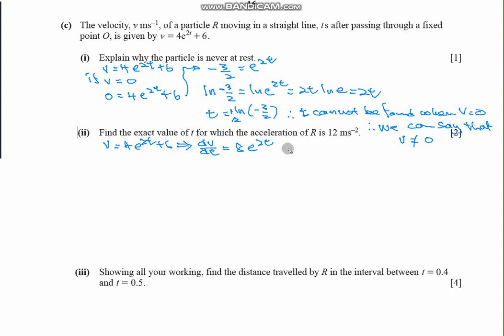Now if you substitute dv/dt, which is the acceleration 12, it becomes 12 equal to 8e^2t. Simplify it further, bring the 8 over here to become the denominator, so it's 3 over 2 equal to e^2t. Now simplify it further, take ln on both sides, so it's ln of 3 over 2 equal to ln of e^2t.